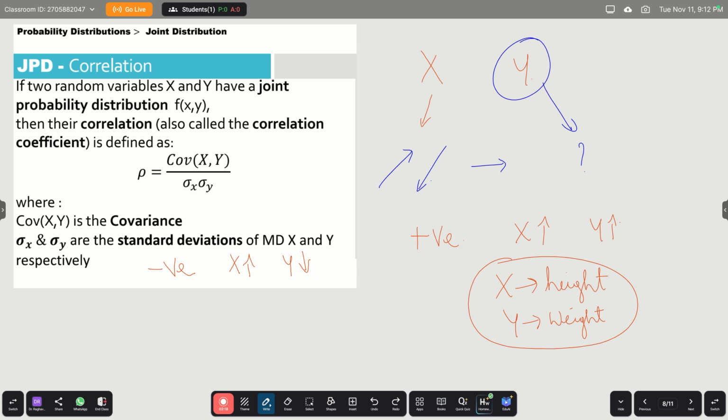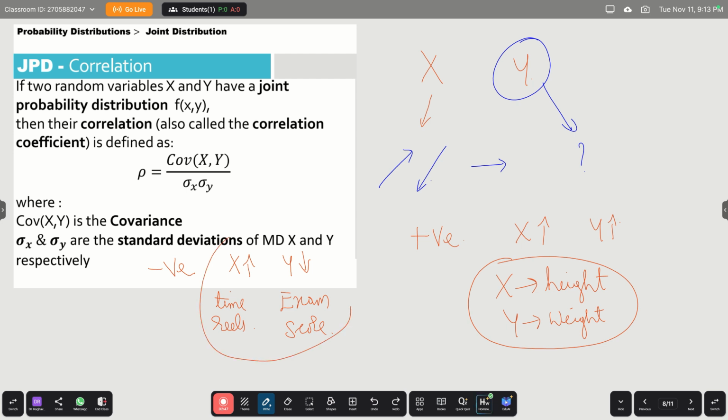For example, let us take x as the time we spend on watching TV or watching reels, etc. Whenever the TV time increases, if we take y as our exam score, our exam score will definitely decrease. All right, so x and y are negatively correlated here.